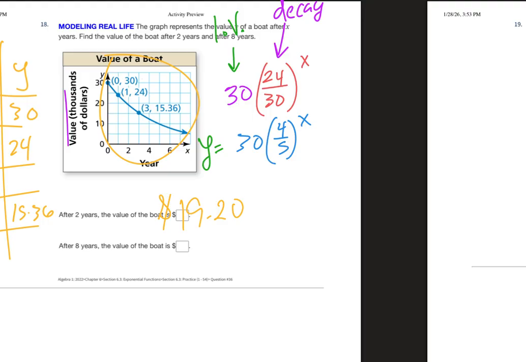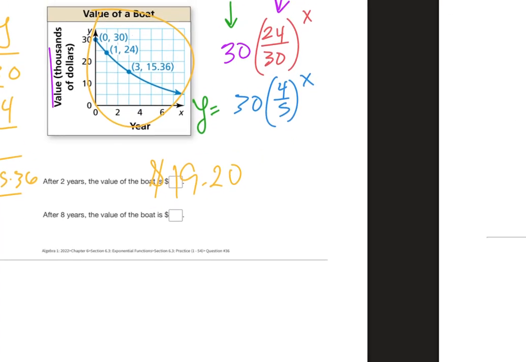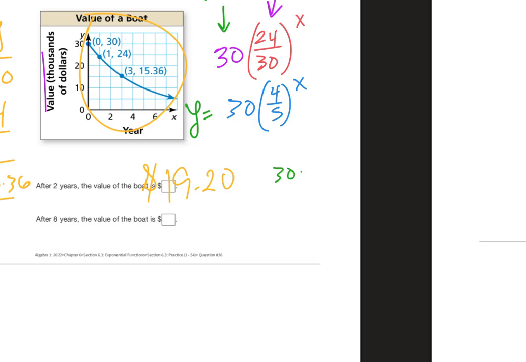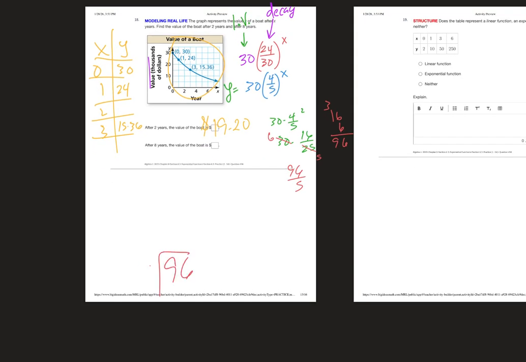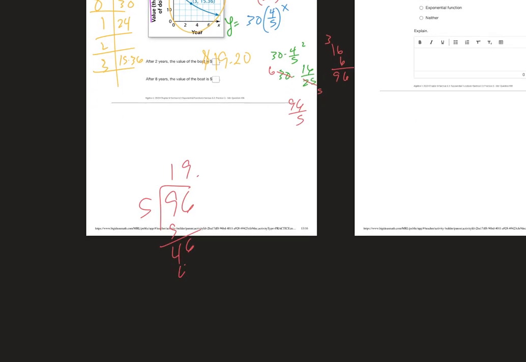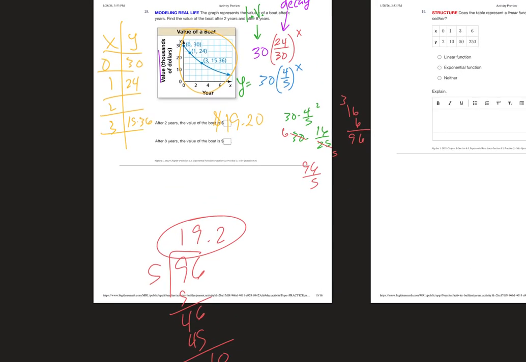And then after 8 years, again, I'm using a calculator. So what I'm doing, I guess I could show you if you didn't opt for a calculator on this one, is 30 times 4/5 squared. Well, that's 30 times 16/25. And let's see, if you divide that by 5, you get 5, and you get 6 there. 16 times 6 is 36. Carry the 3, that's 96. 96 fifths. 96 divided by 5 is 19.2. So anyway, just kind of showing you it can be done by hand.